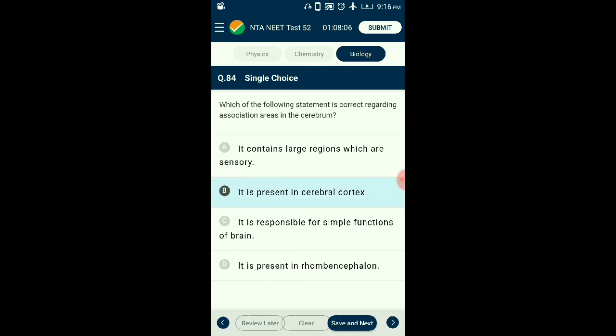So the answer is option B. It is present in the cerebral cortex. Question number 85.